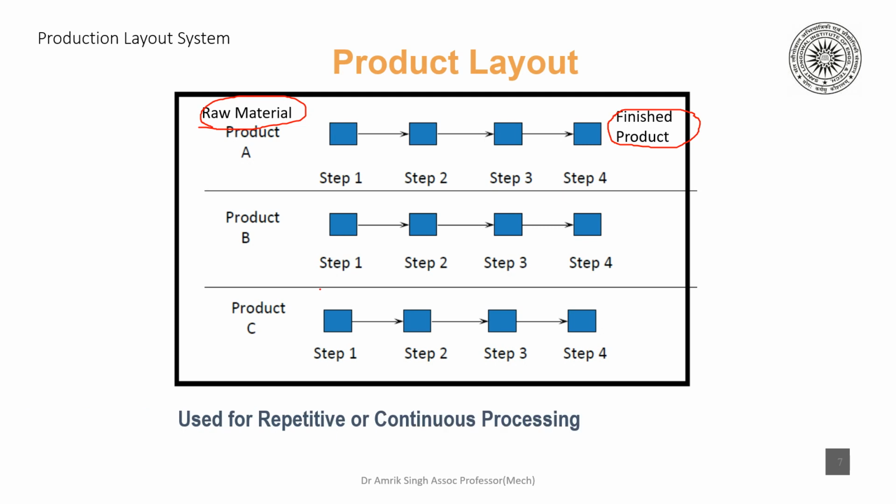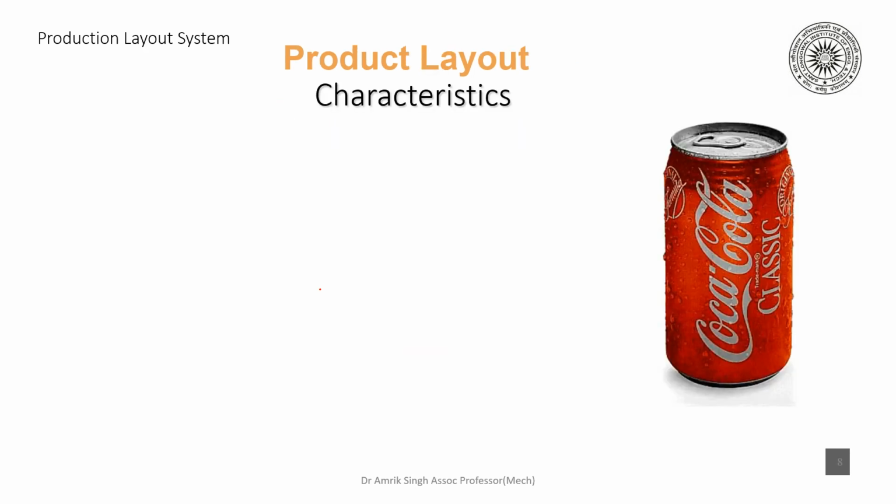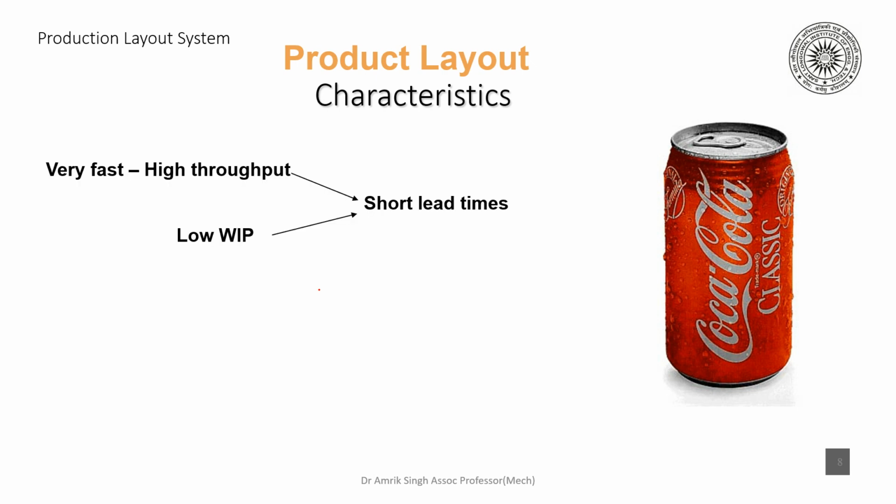So it is used for repetitive or continuous processing. So what are the characteristics? In the product layout, you see a can or a cola bar. Here it is very fast, with high throughput and low work in process. That means the work cannot wait from one station to another station. And the shorter lead times.